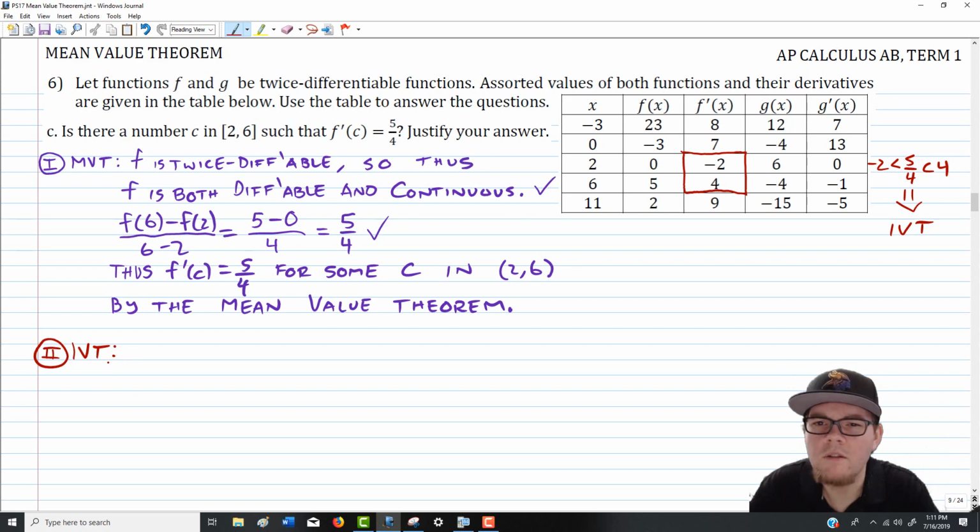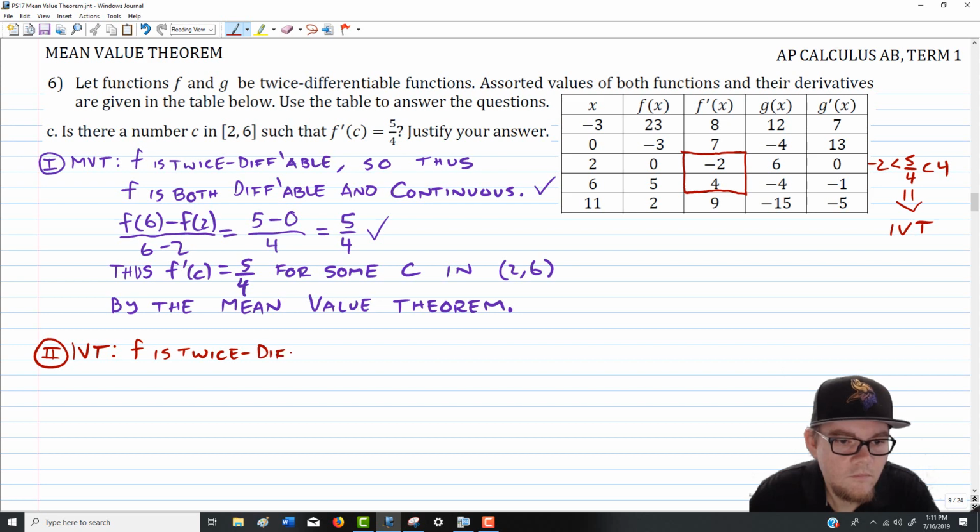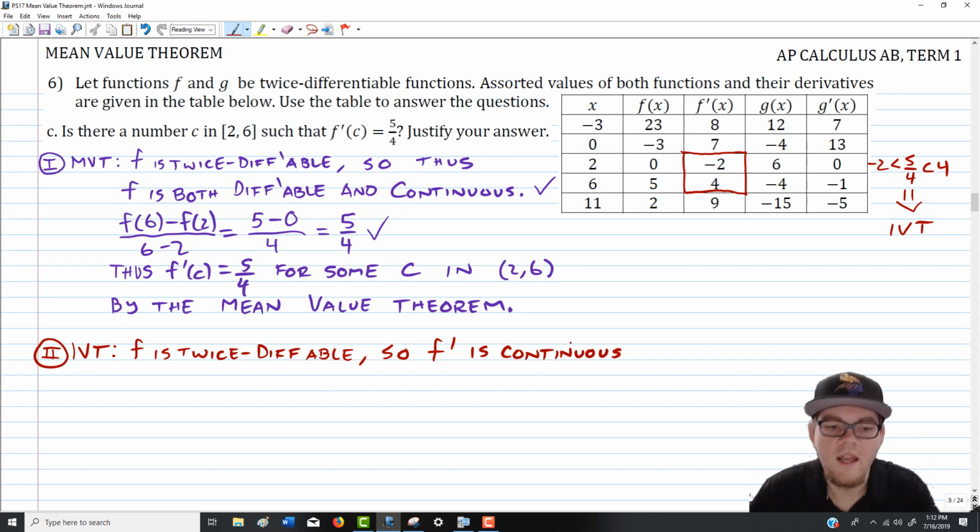And this actually came up, I think, on a question from 2018, if memory serves, on a free response question, where you had options. So for the IVT, f is twice differentiable, so f prime is continuous. And again, if you want to follow all those pieces, you could go through and say f is differentiable, and then therefore f prime is continuous. And since those values were given in the table, we can see that f prime of 2 is less than 5/4 is less than f prime of 6.